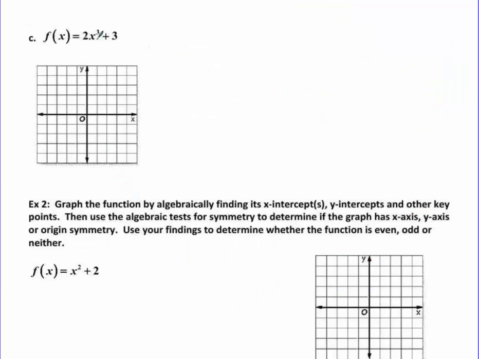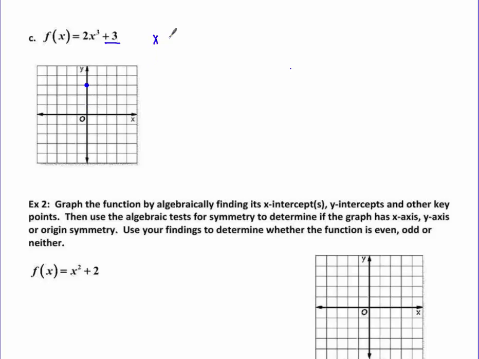So we're going to go ahead and do example C now. So we have f of x equals 2x cubed plus 3. Well, the first thing we're going to need to do is graph it. And one thing we know immediately about this graph is that the y-intercept is 3. So 1, 2, 3. I know that is part of my graph.